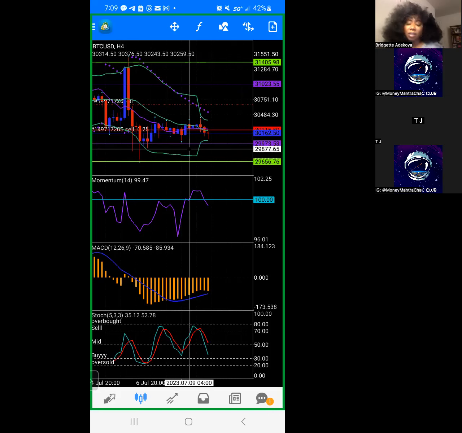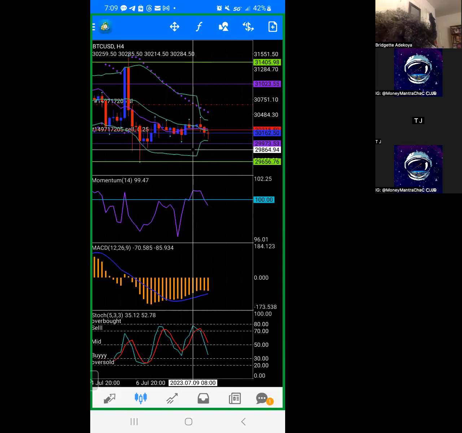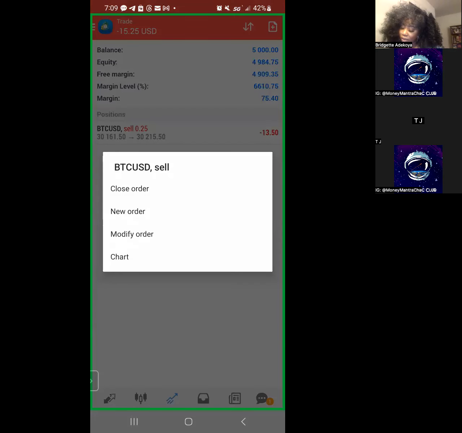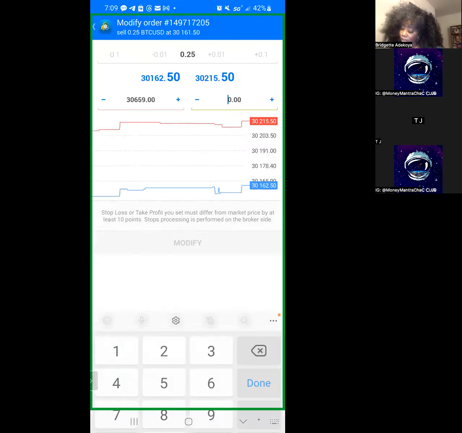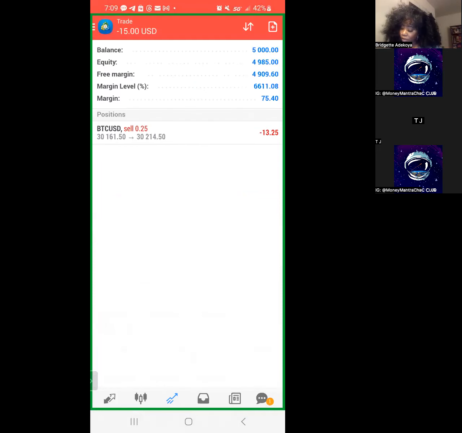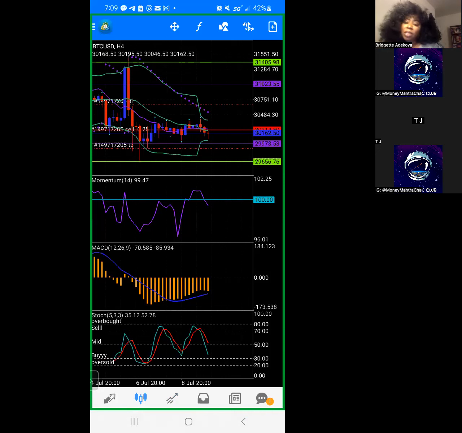Okay, so let's go ahead and put that in. It's funny because I'm looking at my computer, but I'm doing this on my phone right here. All right, let's just put in basically 29 890. So we're gonna go back here, hold that down, click modify, and then put that in your TP, and then you click modify. At this point, you just let the trade play out, and we're gonna see what happens. So yeah, that's pretty much it.